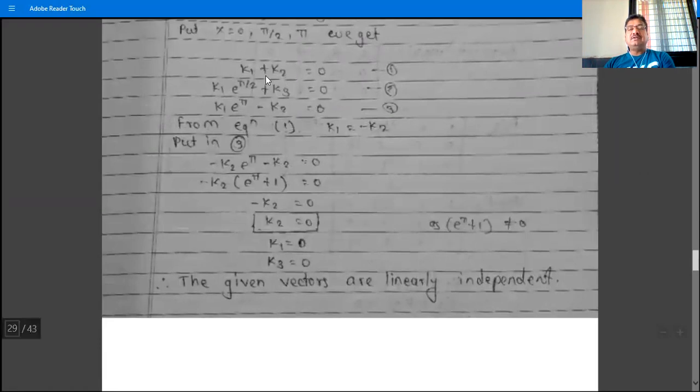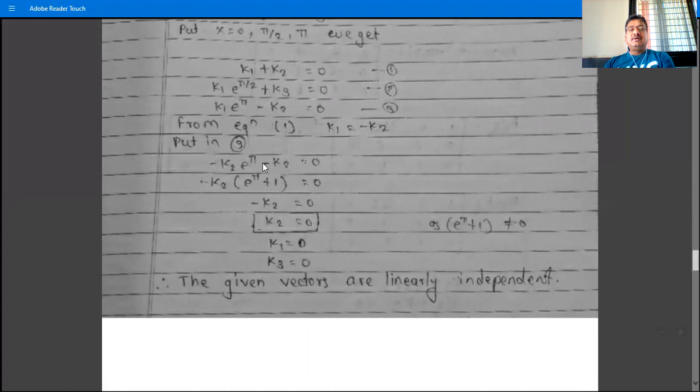And we have to solve these three equations and determine the values of k1, k2, k3. Either I use the Gauss elimination method or trial and error, that is, by adding and subtracting. From equation 1 we have k1 is minus k2, put in equation number 3, or we add equation 1 and 3. We have k1 plus k1 e raised to pi is equal to 0.